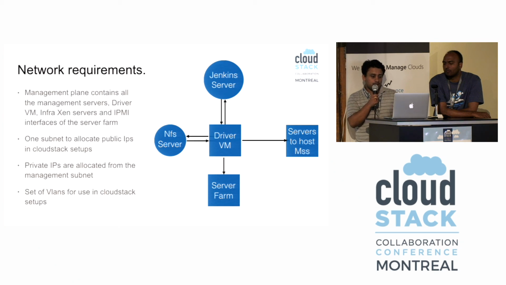So we allocate IPs from the management subnet onto CloudStack, and then we need a couple of VLANs for using CloudStack, and all of the VLANs need to be configured prior to running the CI.